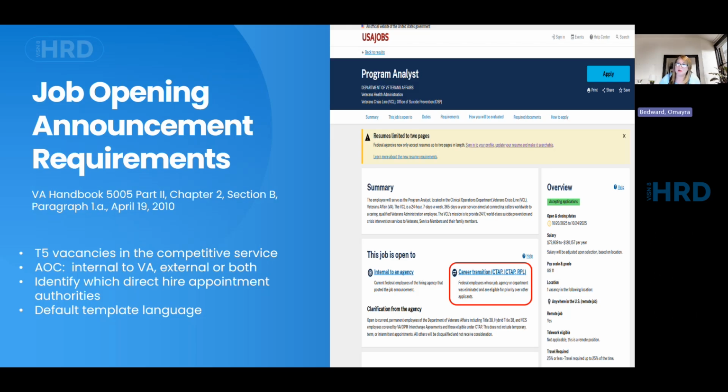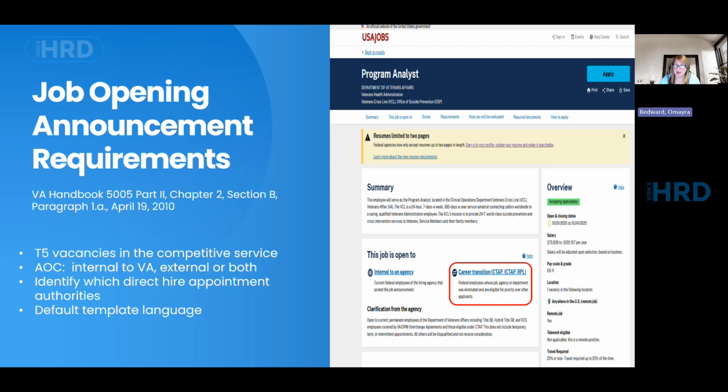I haven't done one in a couple of years, but I'm sure that it was defaulted then. I'm sure it's probably the same thing now, or even better. There's a default template language for ICTAP and CTAP. And on the screen is a screenshot. I know it's a little blurry, but it'll say something like career transition. And then in the clarification from the agency there, you can probably specify the different areas that this will apply to, okay? So just make sure that you don't alter the defaulted template language, and then it should be okay.